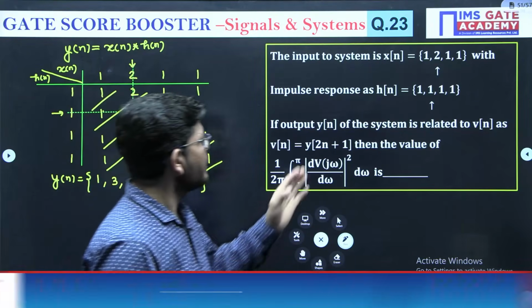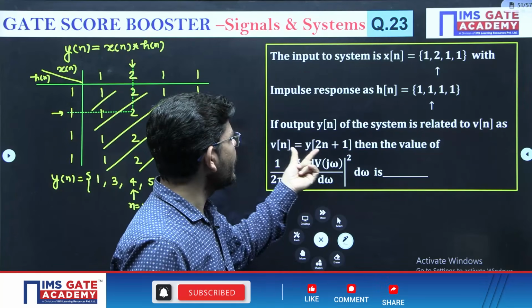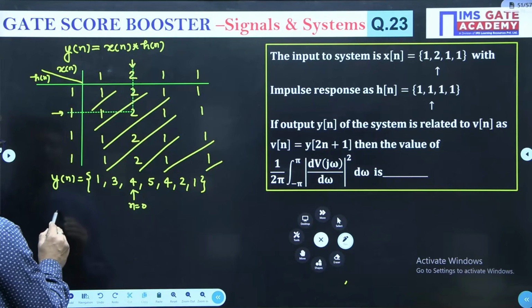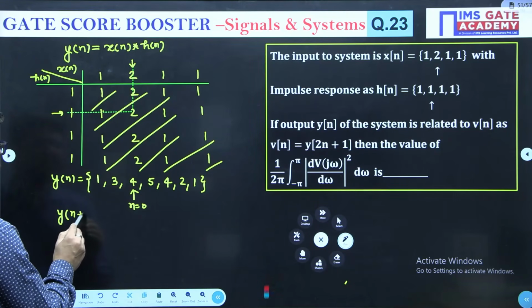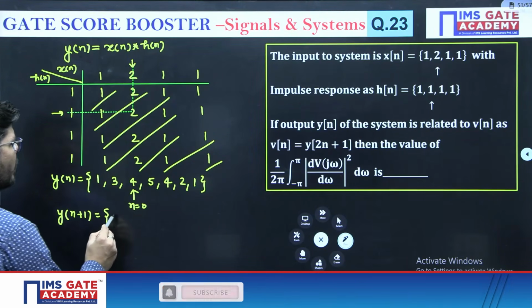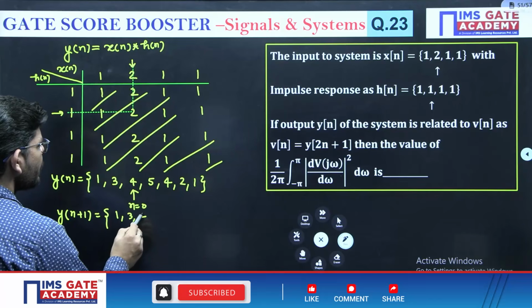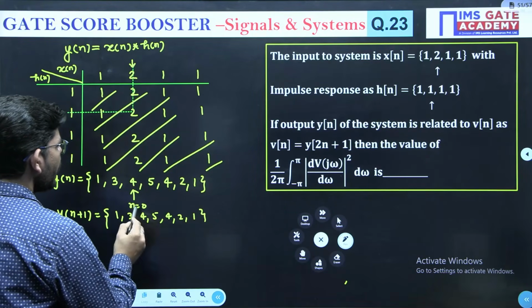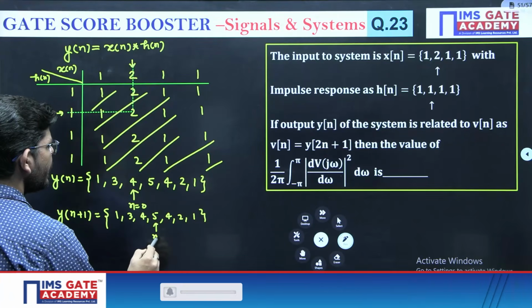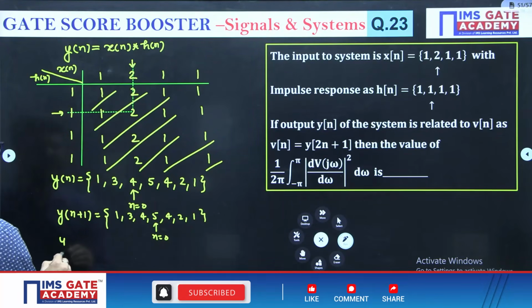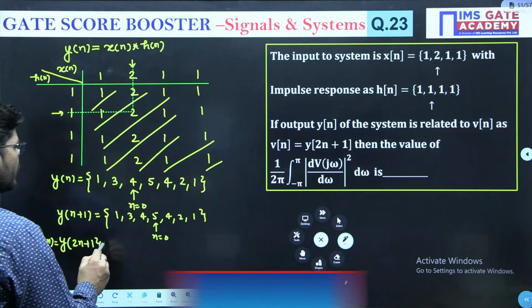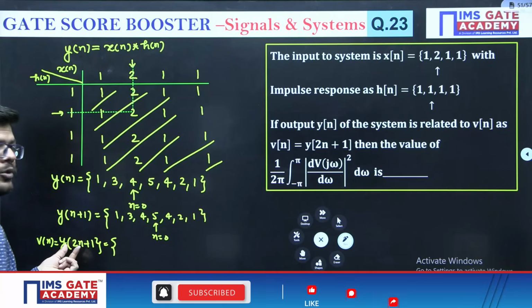Now they are saying that y of n is related to v of n, and v of n is formed by doing scaling and shifting in y of n. So just do the shifting first. Form y of n plus 1. Y of n plus 1 will be no different, you will get the same signal. Plus 1 means the arrow will be shifted here. Okay. Now after that you are forming y of 2n plus 1, which means you are doing scaling, and you are calling it v of n. So you are scaling with 2.